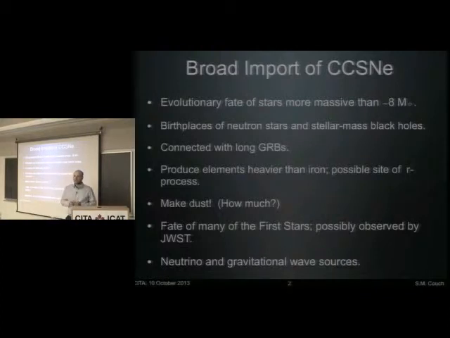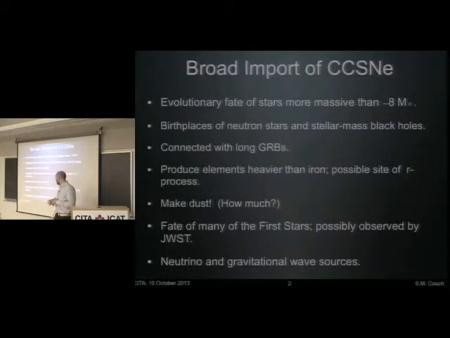We know observationally they're connected with long GRBs, and if you went to Chris's Chalk Talk this morning, he talked a lot about the long GRB mechanism and how that might originate in some massive stars. They produce heavier elements, and they might be the site of the R process. That's very debatable. They definitely make dust. We don't know how much. It's something to look into. They're going to be the fate of many of the first stars, which were overly massive. And so they might be some of the most distant objects observed with JWST, maybe.